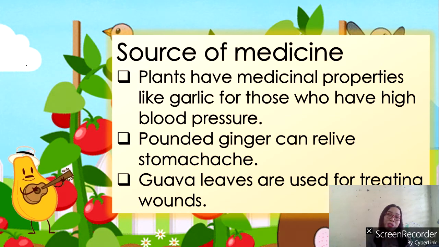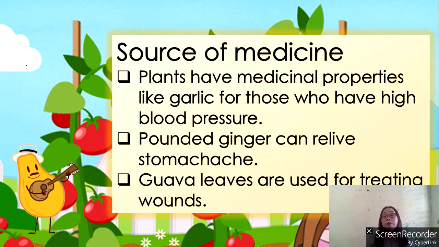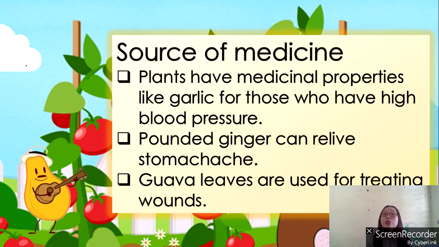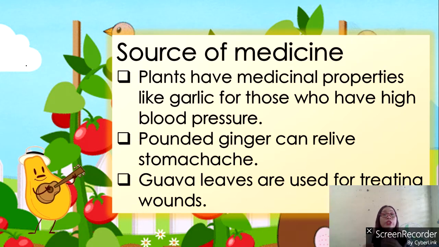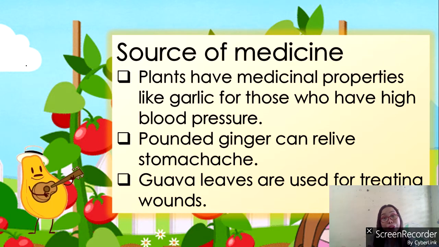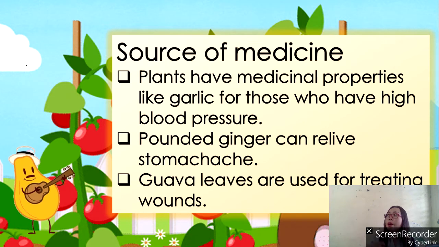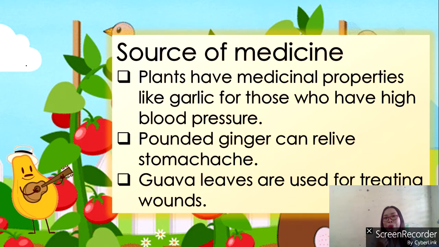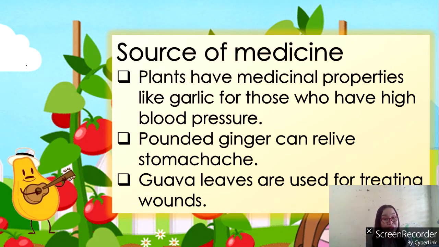So it could also be a source of medicine. Plants have medicinal properties like garlic for those who have high blood pressure. So if you thought that garlic is for flavoring the food, it could also be a source of medicine. Okay, you can use garlic as a first aid for persons who have high blood pressure. So my father is using this if ever he forgot to bring his medicine, or if there's no medicine there in the cabinet. So he just gets garlic and then just crushes it in his mouth and then swallows it. So it helps stabilize his blood pressure.